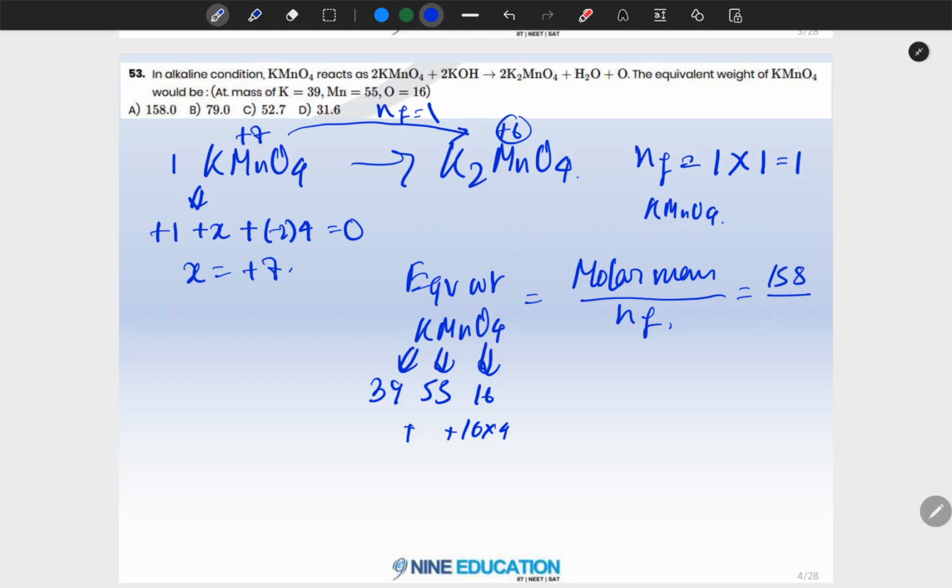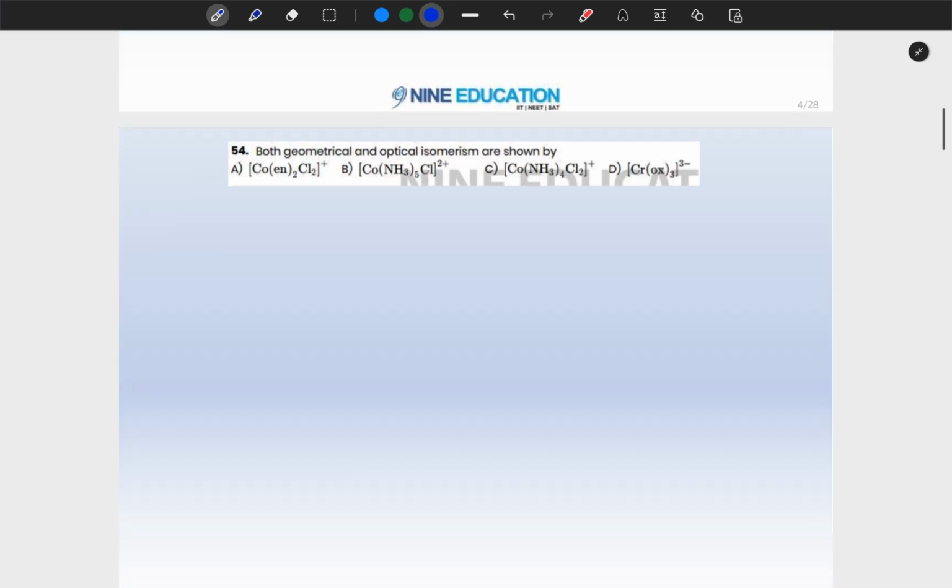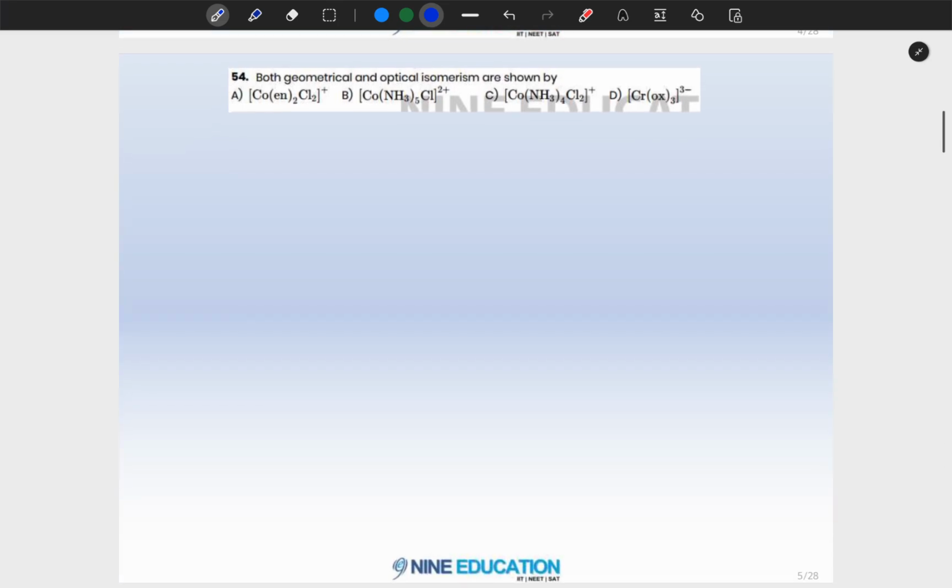So what is the value of equivalent weight? That is molar mass by n factor, molar mass by 1. So the equivalent weight of KMnO4 in this reaction is also 158, and that's why A is the correct answer. So next question, question number 54.